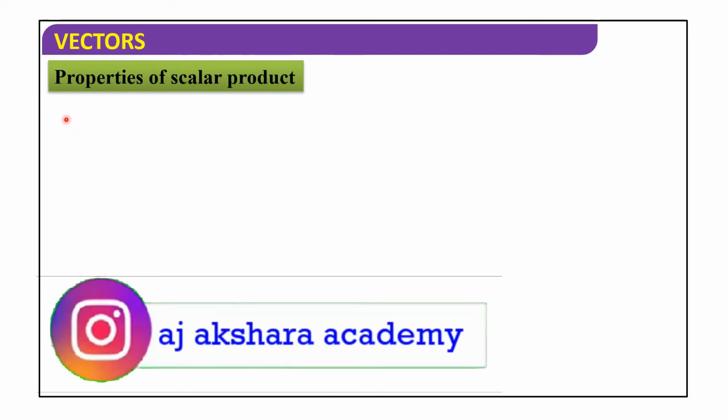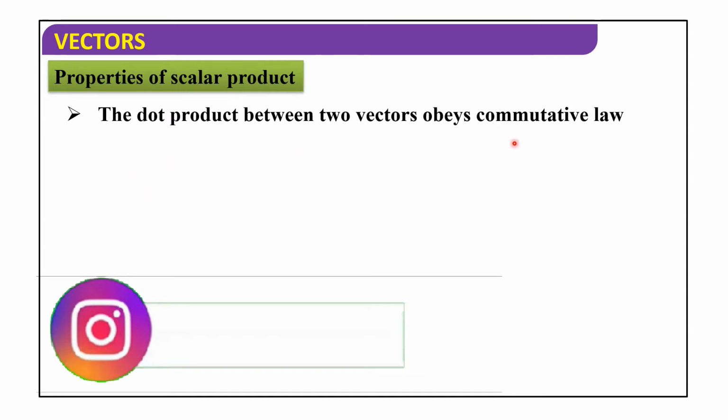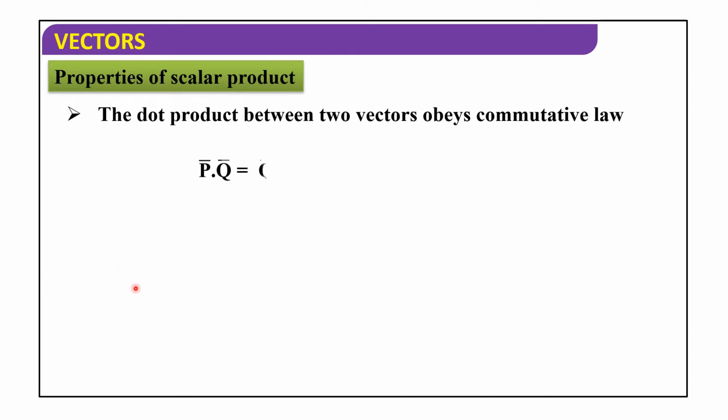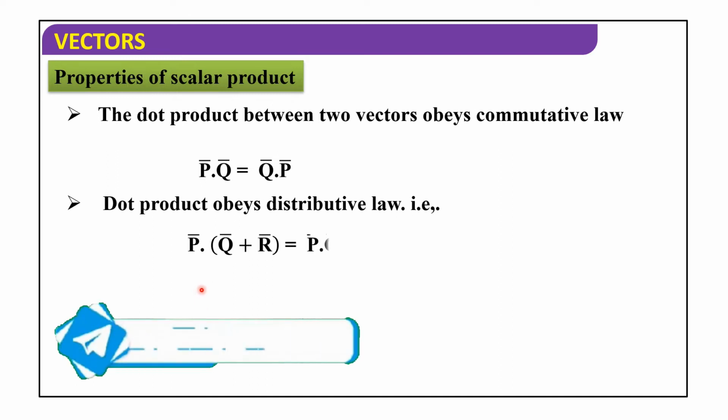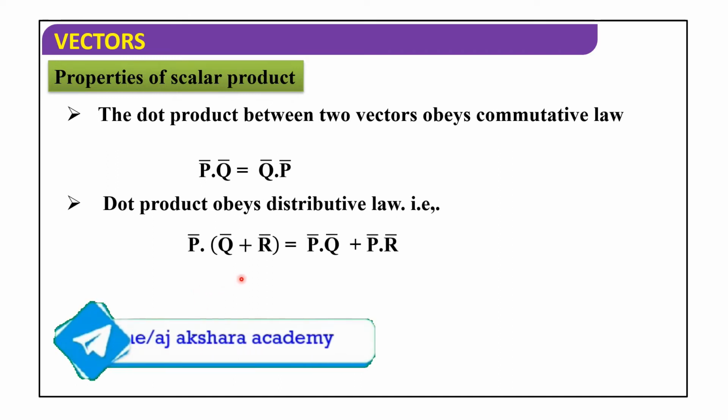Now we'll discuss properties of scalar product. The dot product between two vectors obeys the commutative law, that is p bar dot q bar equals q bar dot p bar. Dot product obeys the distributive law, that is p bar dot (q bar plus r bar) equals p bar dot q bar plus p bar dot r bar.